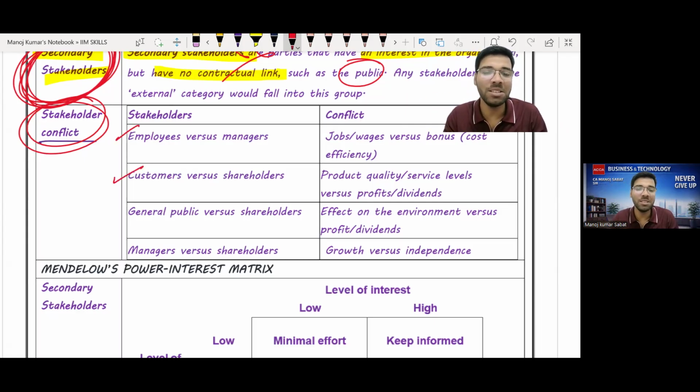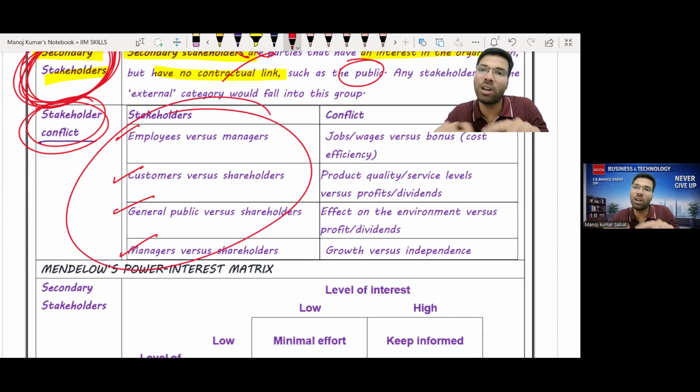Similarly, customer versus shareholder. The customer always wants the price of the product to be very, very low, whereas the shareholder always thinks, let the price be very, very high so that I will get more revenue, isn't it? Next, general public versus shareholder. The general public always wants not to disturb the environment, but the shareholder says that in order to increase my profits, damage can be made. Next, managers versus shareholders. Managers always want their salary to increase, but the shareholder wants the entire company revenue and profit to increase so that their value will increase.